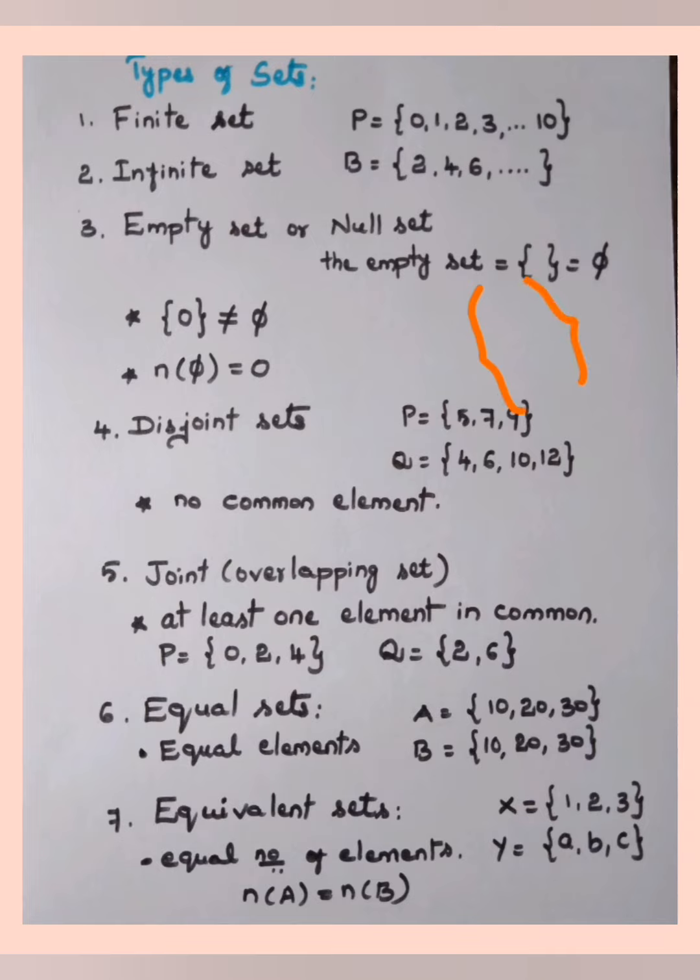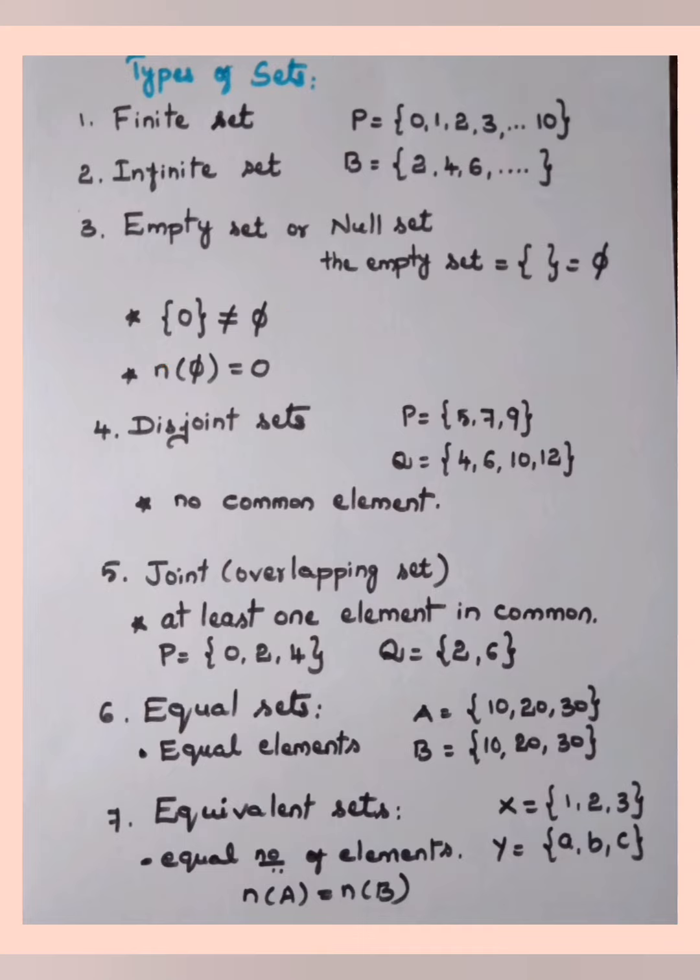This is a representation of the null set, or you can represent it like this also. Remember, suppose it is written like this, a set inside which there is an element 0. This is not a null set. 0 is also an element, okay, remember that. And the number of elements in the null set is equal to 0.